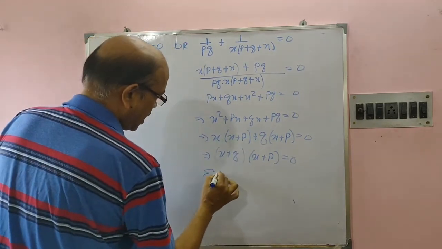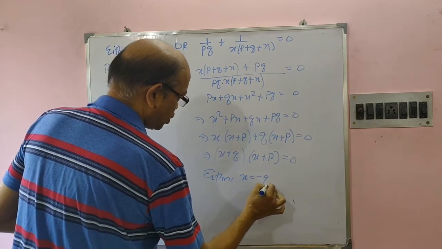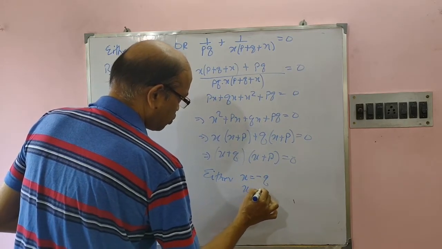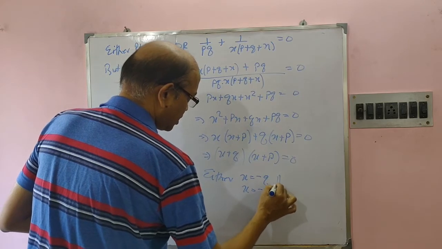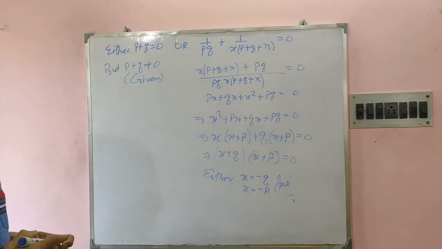Then either x equals minus q or x equals minus p. This is your answer. Is it clear now?